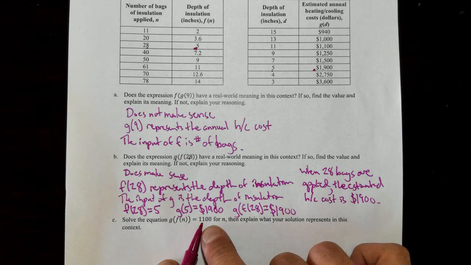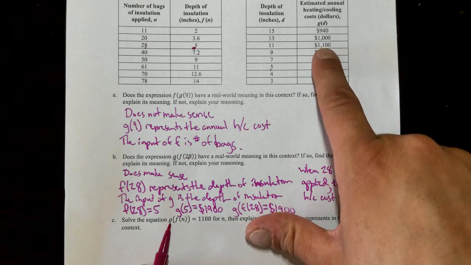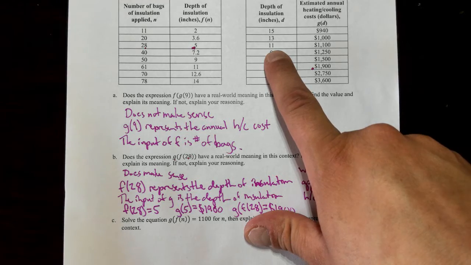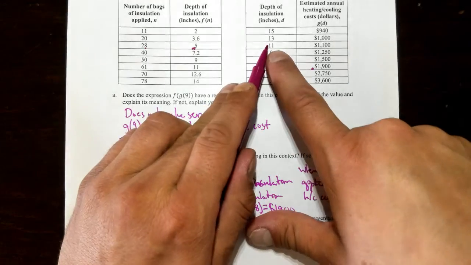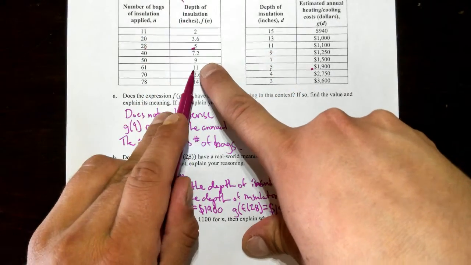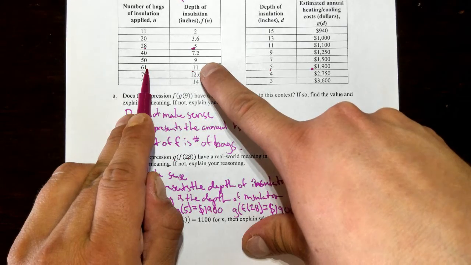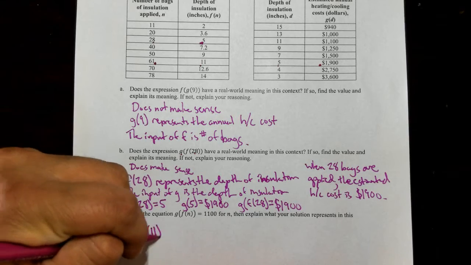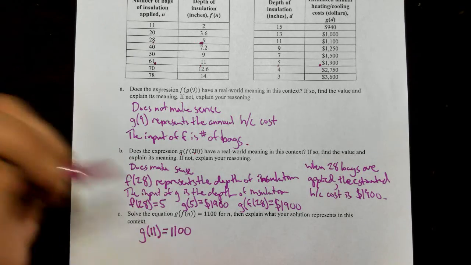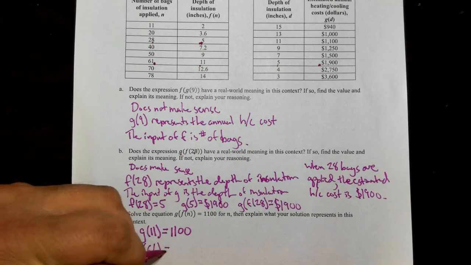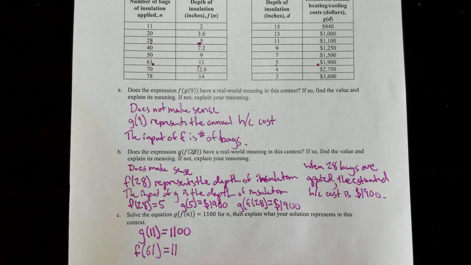So 1100 is the output of G. Well, the input is 11. Now this is the depth of insulation, so let's go look at the inside function. The output is 11, and the input is 61. So if G of 11 equals 1100, and F of 61 equals 11, then N is equal to 61.